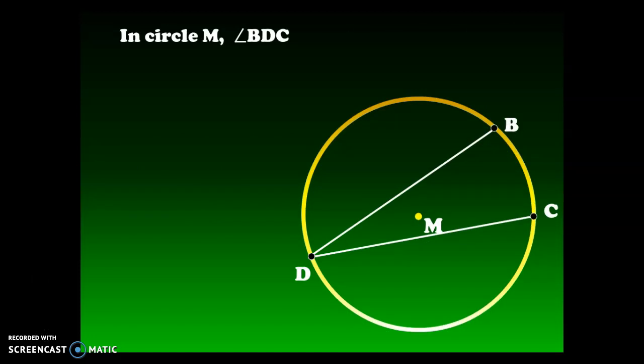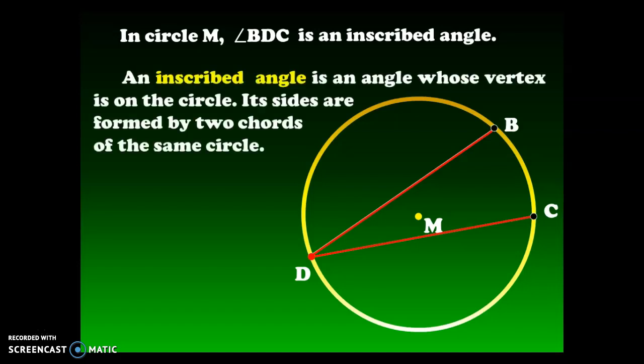In circle M, angle BDC is an inscribed angle. An inscribed angle is an angle whose vertex is on the circle. Its sides are formed by two chords of the same circle.